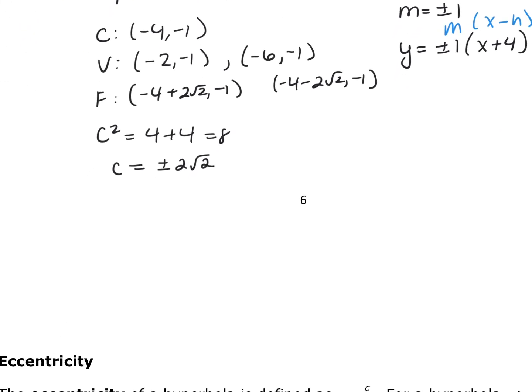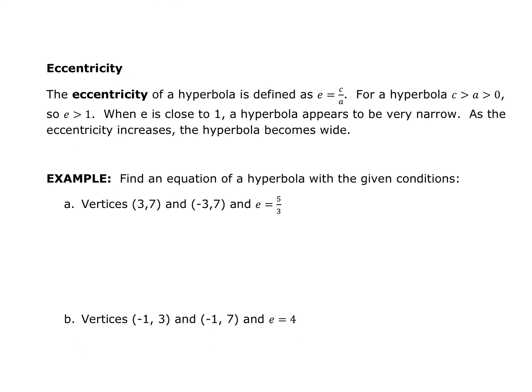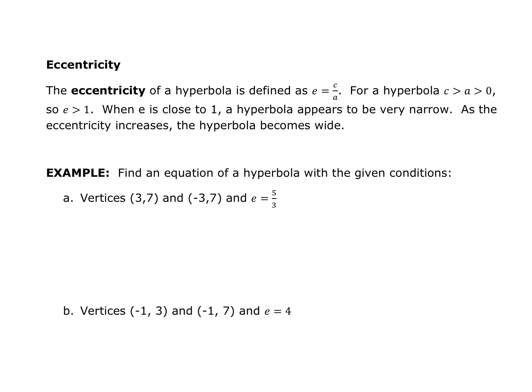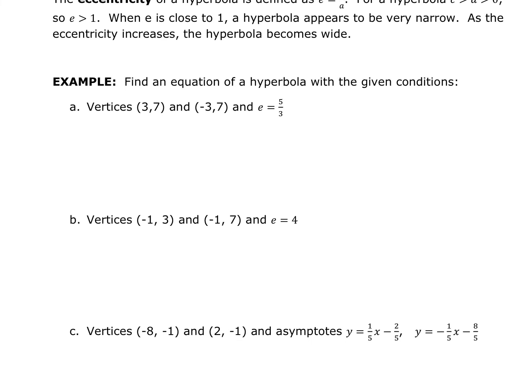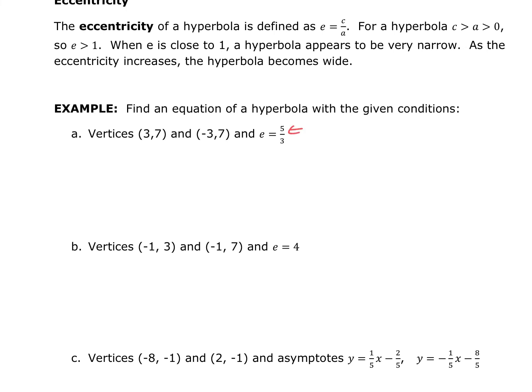Okay, cool. So eccentricity. For hyperbolas, we want to talk a little bit about eccentricity again. The eccentricity of a hyperbola at this point, not in polar form, is still going to be c divided by a. For a hyperbola, c is always bigger than a, so my eccentricity is always bigger than 1. If my eccentricity is close to 1, the hyperbola appears to be very narrow, and as eccentricity increases, the hyperbola becomes very wide.